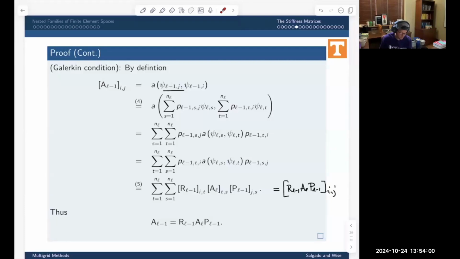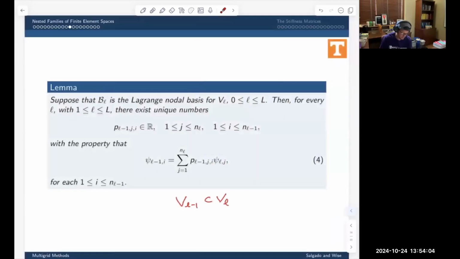Okay, so I'm going to go back and check. Let me go back. Summation, it's the second index. Yeah, I think that looks okay to me.